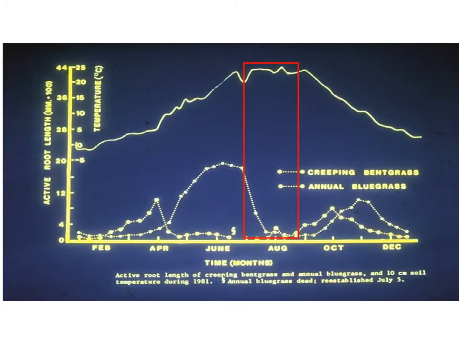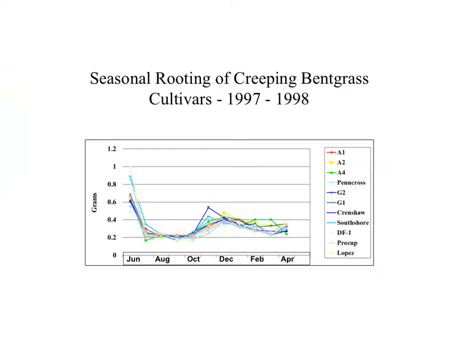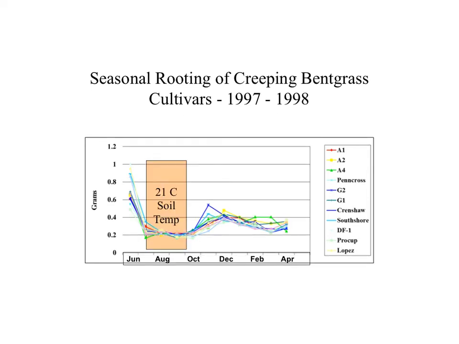In a field study at Ohio State University, where root growth was measured using an underground root observatory called a rhizotron, a decline in root elongation occurred when soil temperatures exceeded 20 degrees centigrade or 70 degrees Fahrenheit. In a more recent study, we looked at multiple creeping bentgrass cultivars maintained under putting green conditions and found when the average soil temperatures again exceeded 20 degrees centigrade, root mass declined in all cultivars. Root growth did not recover until temperatures moderated in the fall.